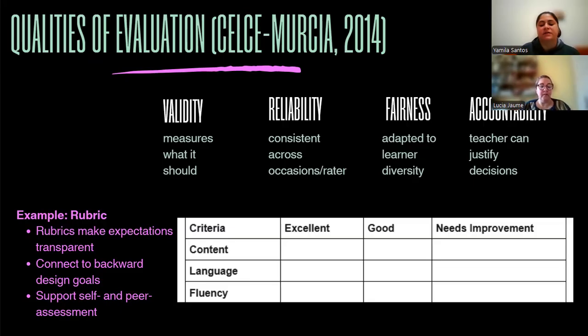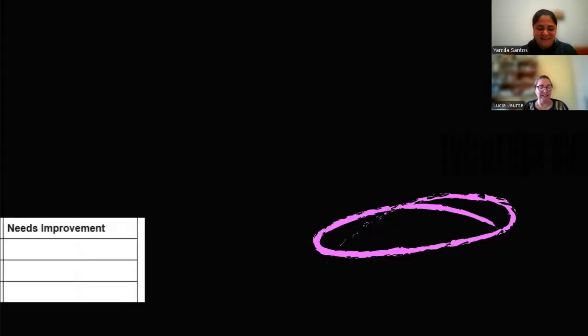Talking about rubrics, here's an example. Rubrics make expectations clear for students, connect to backward design goals, and also support peer and self-assessment. In our practicum, we have noticed that students feel less anxious when they know the rubric beforehand because they understand what is expected. Yeah, totally. But they are always anxious. Yes, they are.